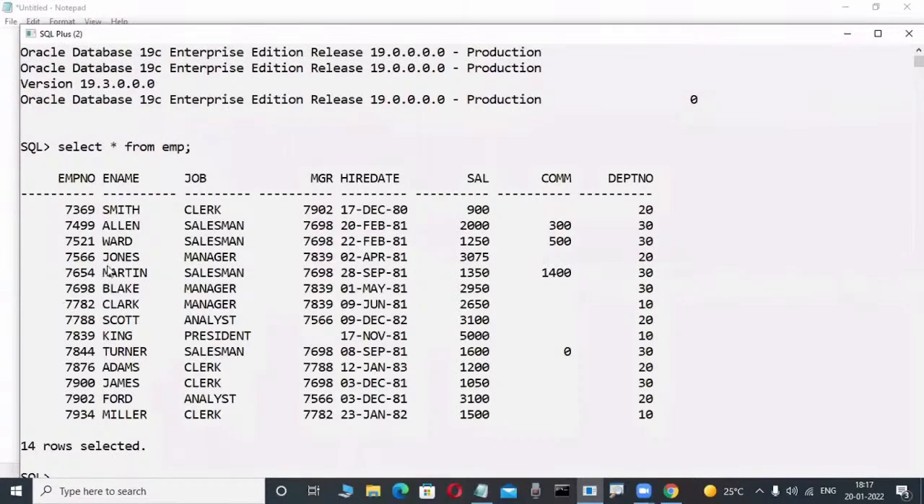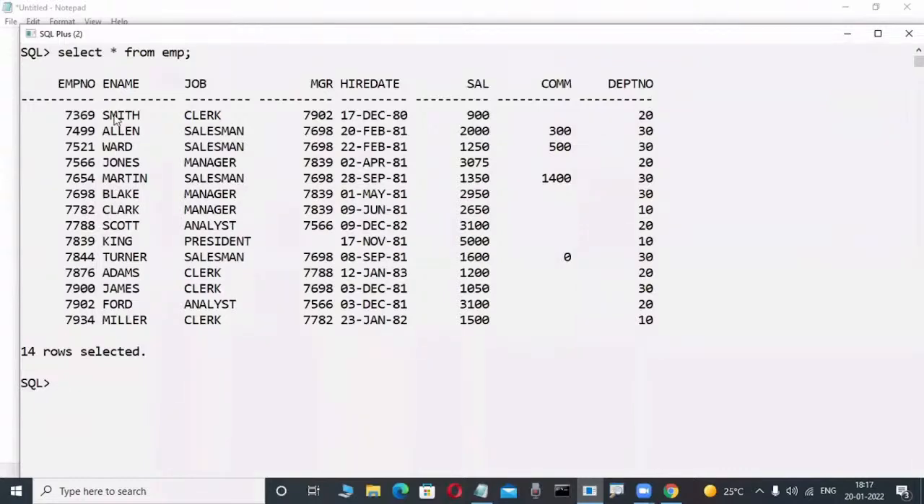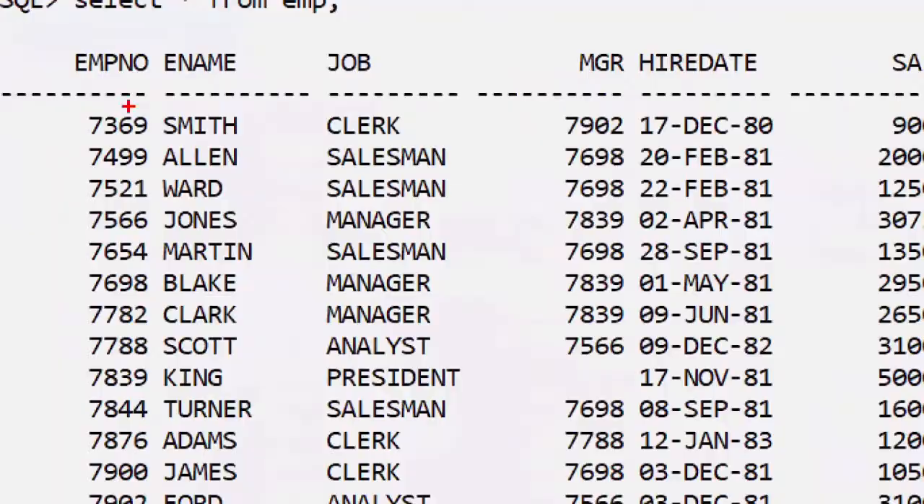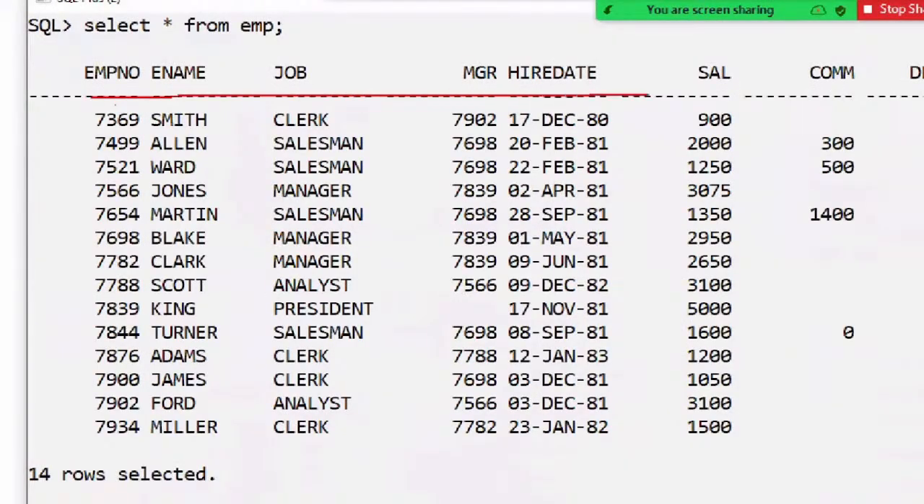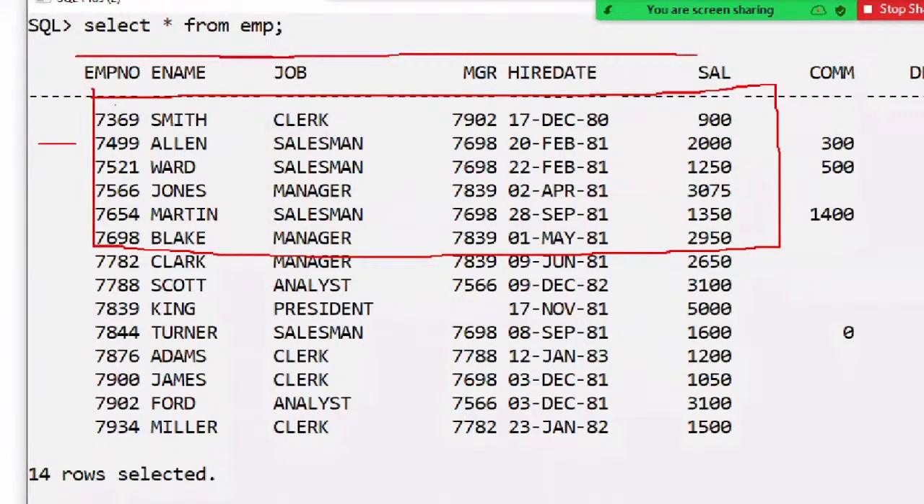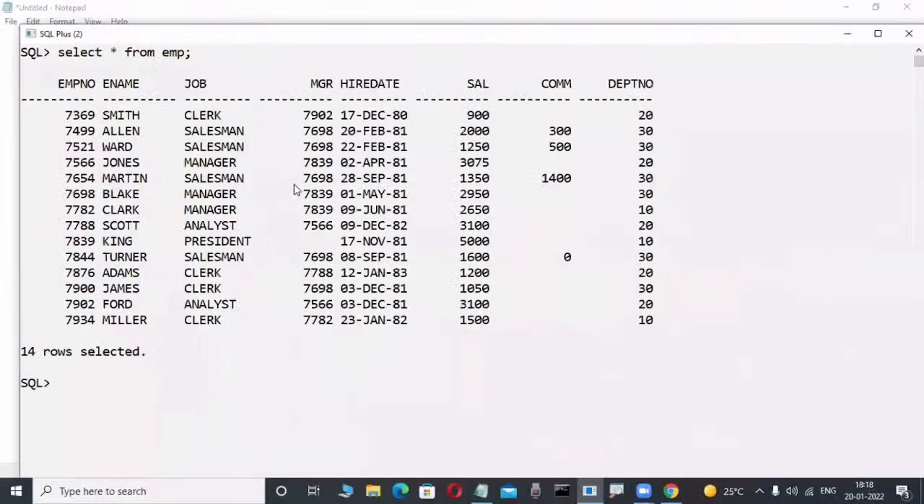For example, in this database, a structured collection of data is there or not? Yes, in an organized fashion they are storing the data. Observe here, you are also storing data like this. Organized fashion means a table: here these are columns, here these are rows. In an organized manner they are storing the data.